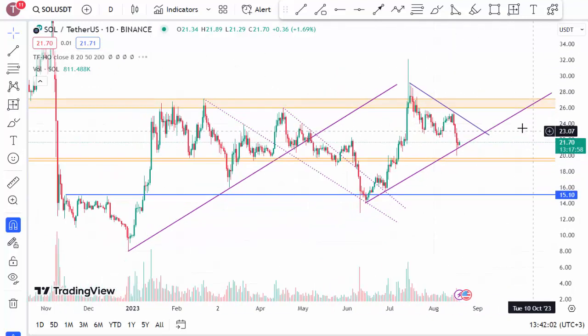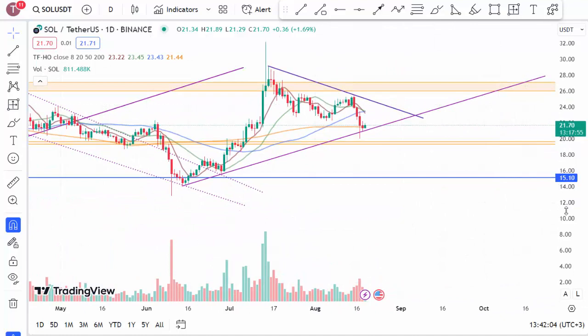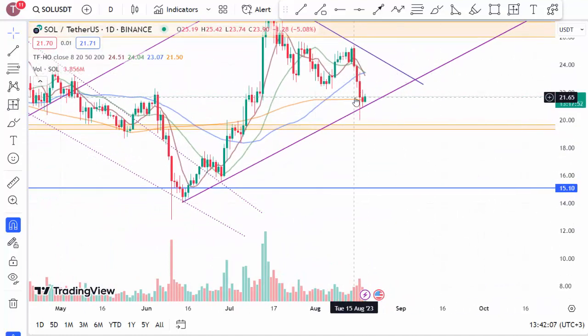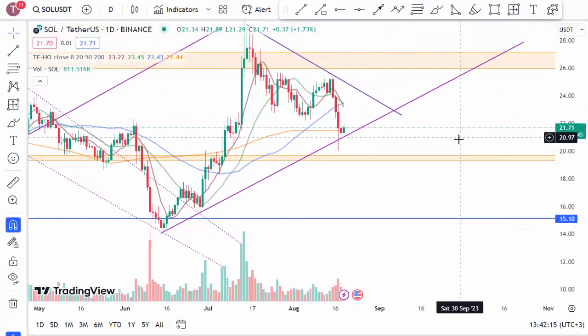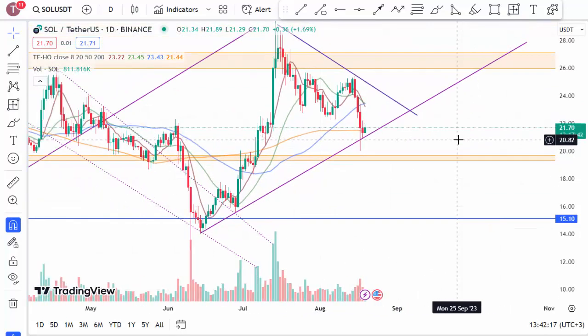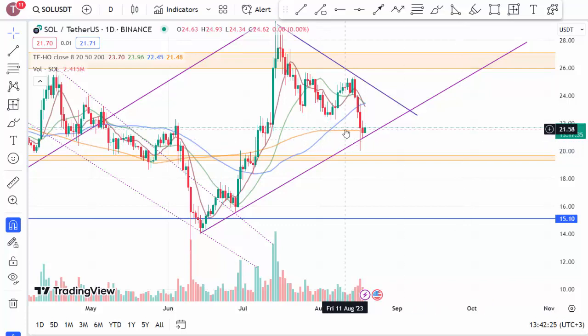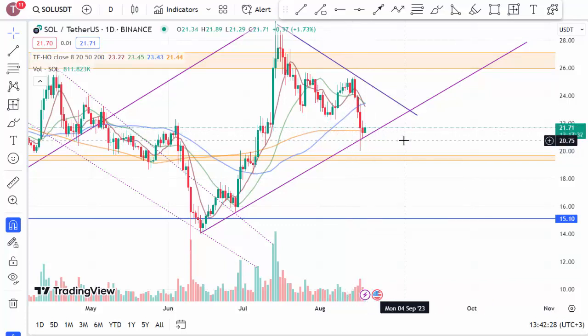Turning our attention to the moving averages, we observe that the 50-day moving average has crossed downwards and reached the 200-day moving average. Holding onto this region is quite crucial for the long term. For the short term, we would like to see the 50, 20, and 8-day moving averages break upwards. However, for the long term, holding onto the 200-day moving average can be interpreted as a positive sign.